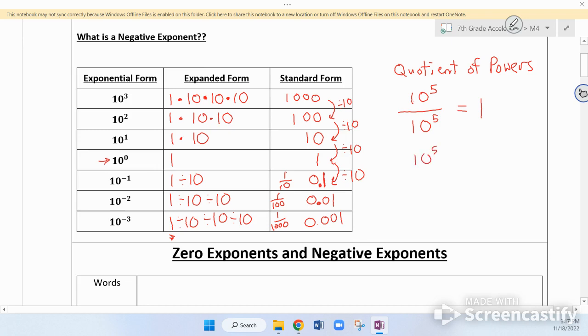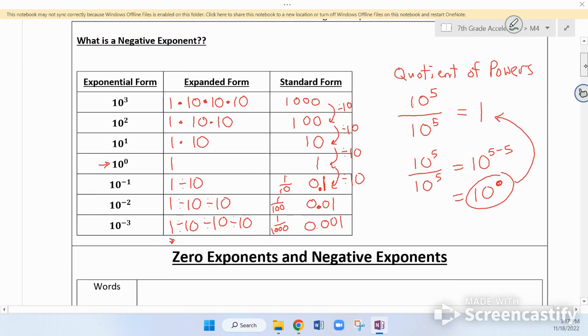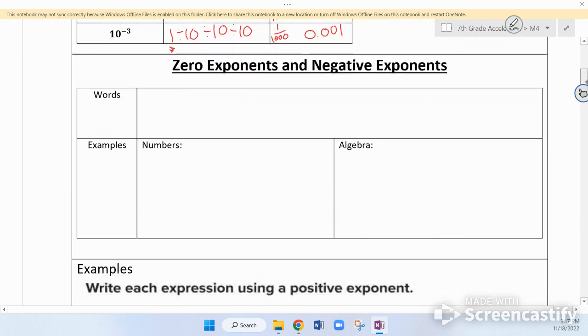Well, if we use the quotient of powers rule, what's our rule? We have to subtract the exponents. So we would get 10 to the 0. Therefore, 10 to the 0 has to equal 1 if all of our rules are to align and work together and not conflict or contradict each other. Anyway, just a couple of things that can help us remember why this is the way it is.